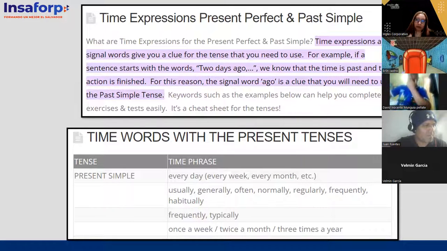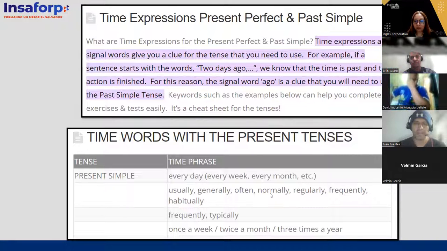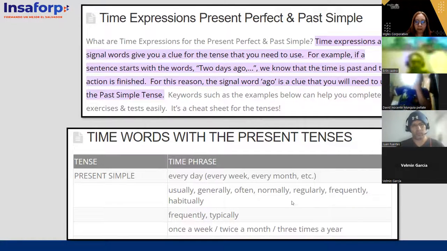Cada tiempo gramatical tiene sus expresiones. Les mencionaba yo, por ejemplo, en pasado, pueden decir 2 days ago, last week, yesterday, 1999, last 2 years ago, etc., right? Todo lo que tenga que ver para indicar que se habla en pasado. Igual todos los demás tiempos tienen sus expresiones. Ahorita que estamos viendo simple present, estas son como las más comunes o las que más podríamos utilizar, las que más nos sirven, de hecho, right? Every day, every week, month, dependiendo, right? For example, every year I say I'm going to change my job.